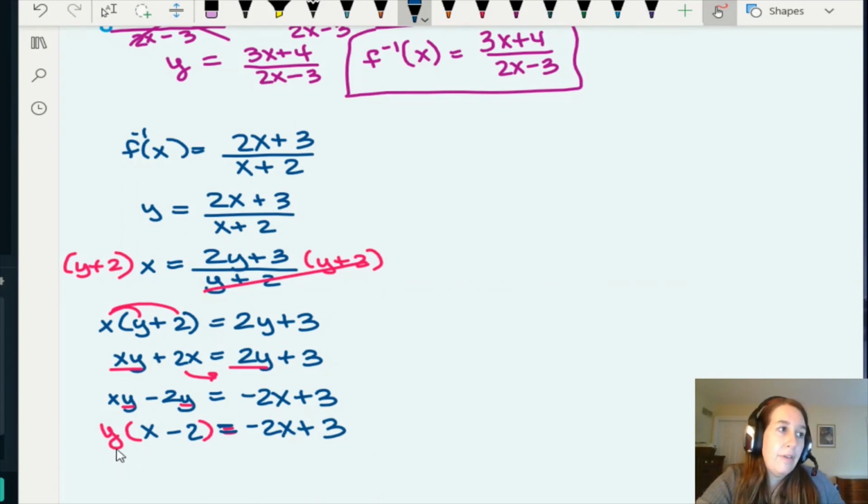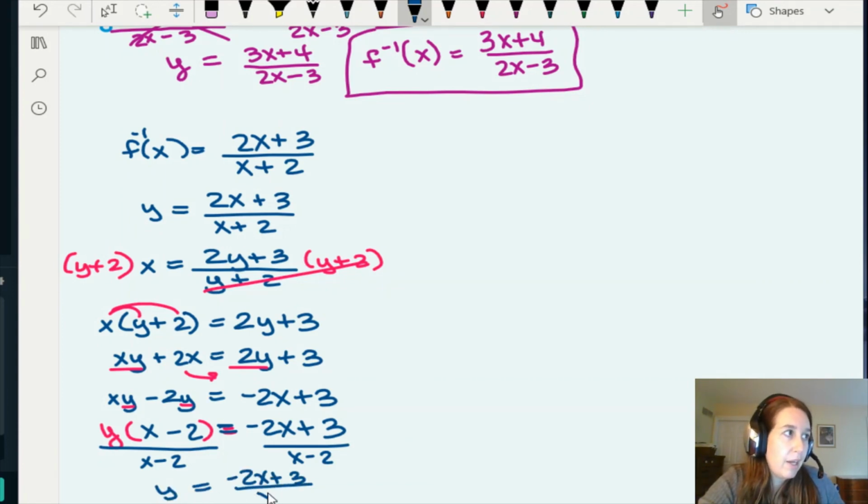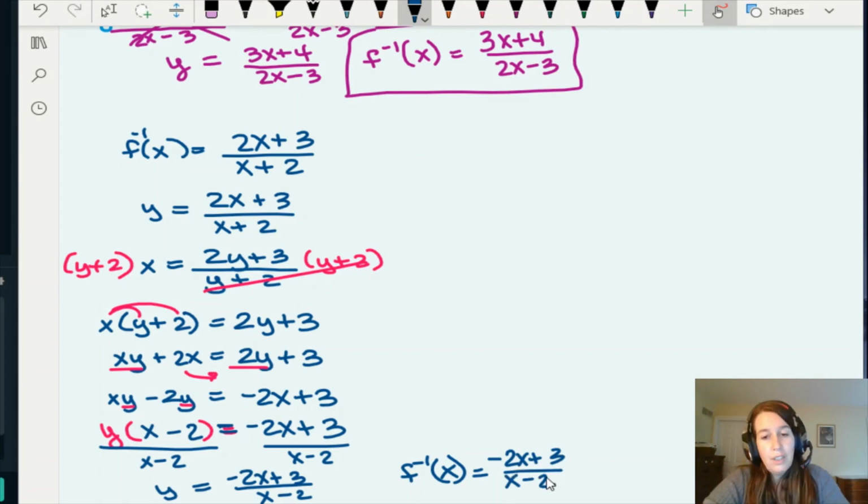Okay, then divide both sides by x minus 2 to get the y by itself. So y equals negative 2x plus 3 divided by x minus 2. Finally, we may have to write it in inverse notation. So f inverse of x equals negative 2x plus 3 divided by x minus 2. If you have one of these type of problems, or really any inverse problems on a quiz, you can count on having to show your work of how you got the inverse on those problems.